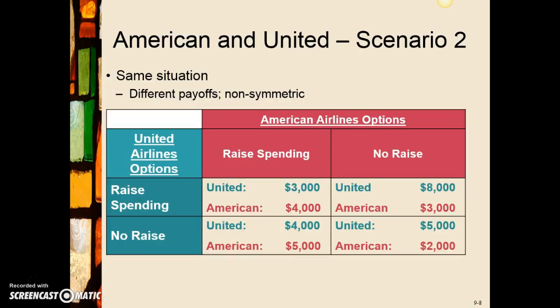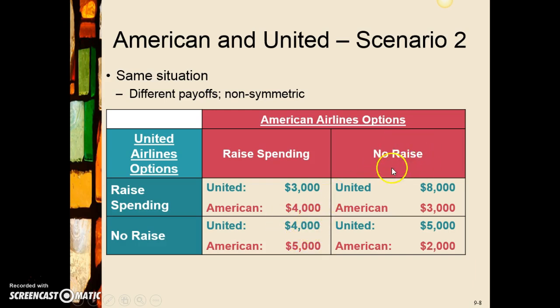Okay, now let's change the payoffs here. So this is the same two players, same strategies, but different payoffs. So now this is a non-symmetric game where the last one was symmetric. So now let's do this again. To decide what United's best option is, we have to decide what we do if our opponent raised spending. So now if American's going to raise, United says, well, if I raise and they raise, I'll get $3,000. But if I don't raise while they raise, I'll get $4,000. So in this case, if United knew American was going to raise its spending, they would want to not raise.